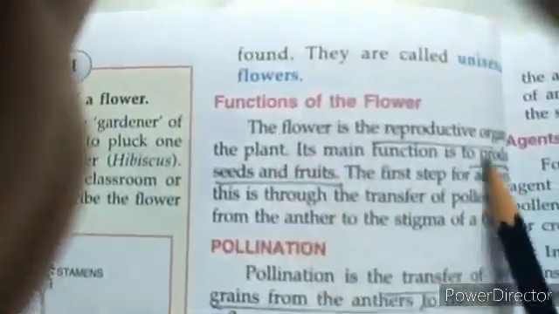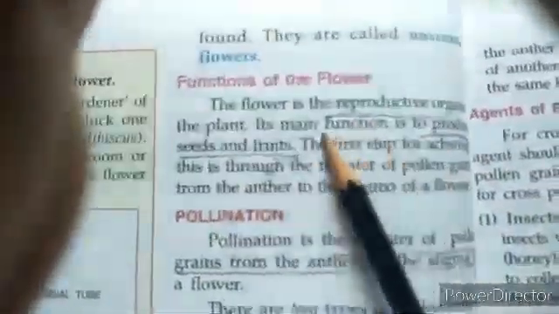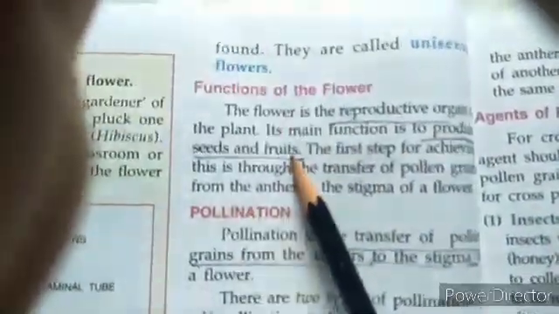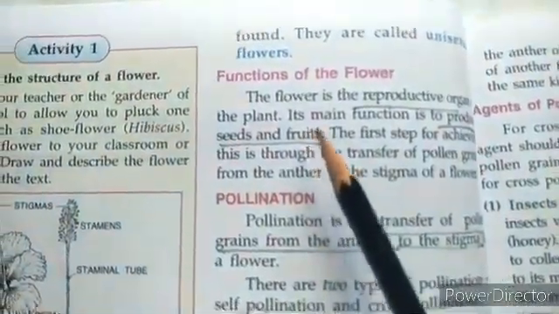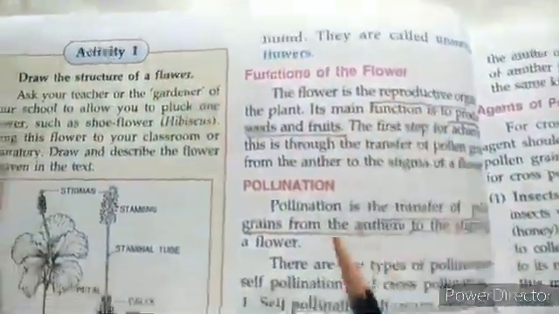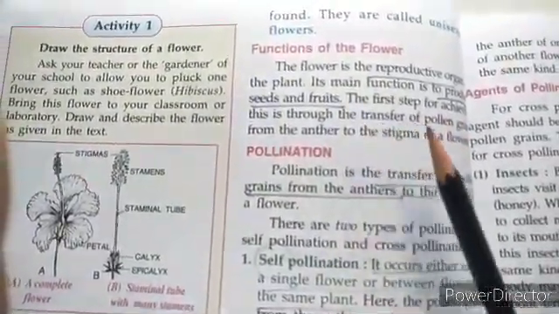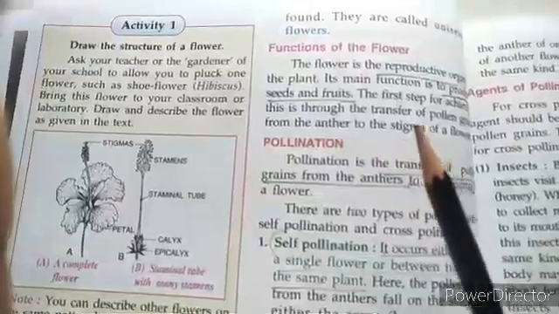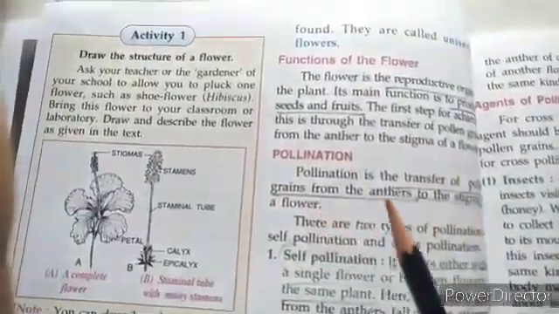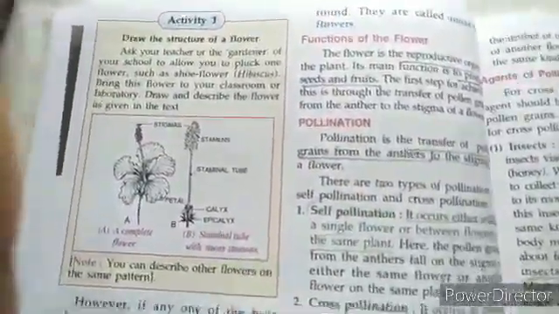We came to know about the functions of the flower. The first function of the flower was that it is a reproductive organ for the plant. Then it provides fruit and seed. So fruit and seed are given rise to with the help of a flower. And then we came to know that it also plays a vital role in the transfer of pollen grain from the anther to the stigma. This process of transfer of pollen grain from anther to the stigma of a flower is known as pollination, which we will do in the next video.